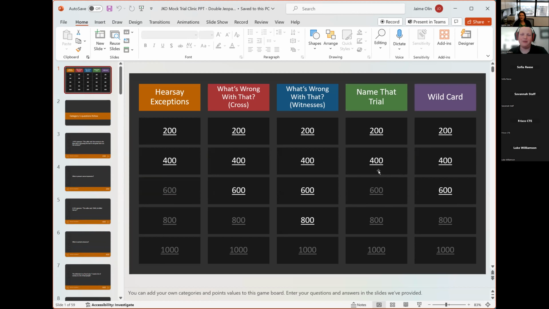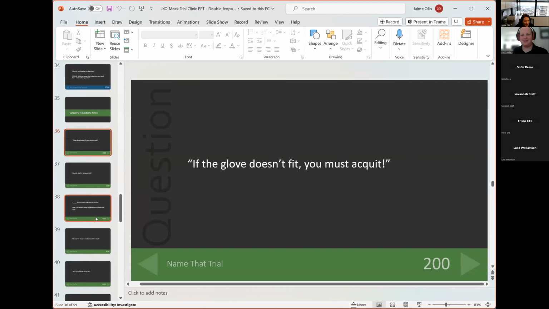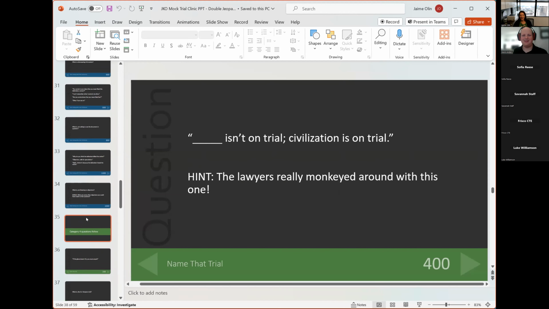In that trial for 400. Here we go. Oops, and I lost it. Okay. Blank isn't on trial. Civilization is on trial. And a hint to this one, the lawyers really monkeyed around with this one.